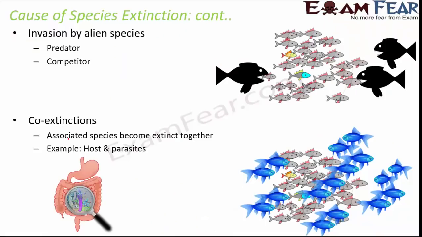Invasion by alien species. So some other species come in. Let's say that this was a very peaceful area, the habitat of small fishes. Suddenly a big fish from somewhere came up, and that big fish started eating up all the small fish. So what happened? These small fishes were exploited by some alien species which suddenly entered, acted as a predator or acted as a competitor, competing for the same resource, and the alien species, being more superior, survived. Again, co-extinctions: associated species become extinct together. For example, host and parasite. If the host becomes extinct, it is quite obvious that the parasite will also become extinct, because the parasite is dependent on the host for its survival.